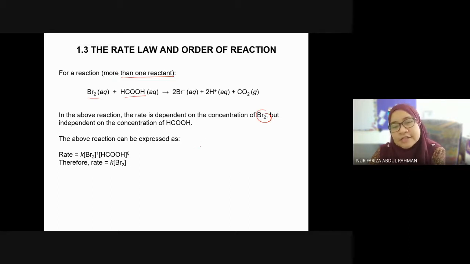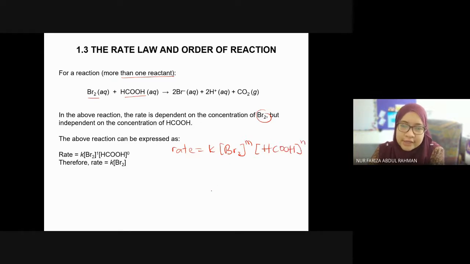Okay, first things first, let's write the general rate law for this equation. So the general rate law will be Br2. Let's say we assign the order of Br2 as M, unknown. We do the reactant first, and then HCOOH, N. Okay, alright. So we want to know, can we determine the M and N? Let's go through the question. It has given that information already. So we need to determine.